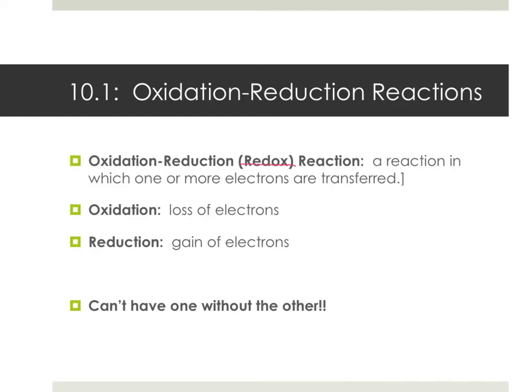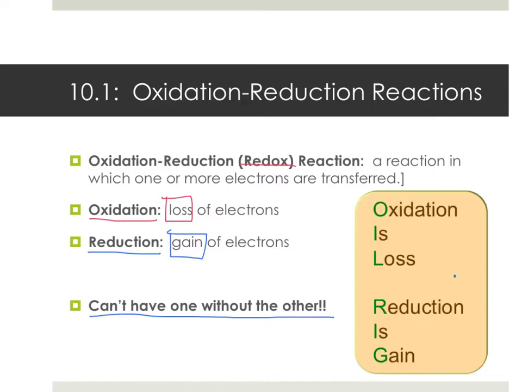So which is which? Oxidation is the loss of electrons, whereas reduction is the gain of electrons. So in other words, if one element is losing electrons, another element must be gaining electrons in a redox reaction. Again, you can't have one without the other. A useful mnemonic to help you remember the difference between oxidation and reduction is OIL RIG, or oxidation is loss, reduction is gain. OIL RIG.